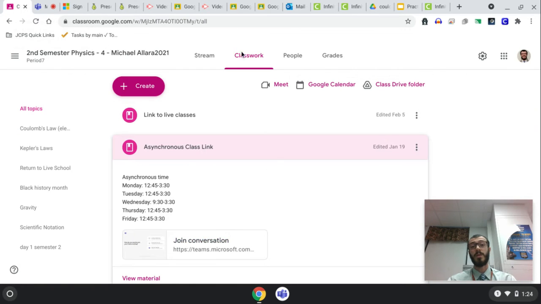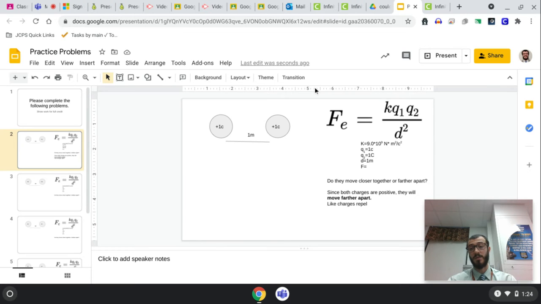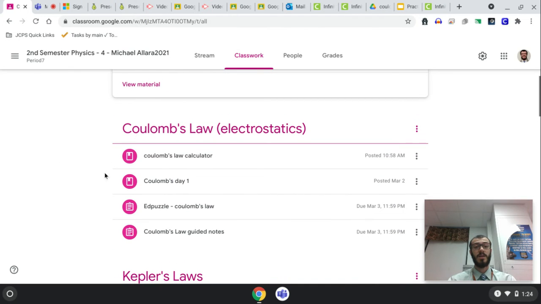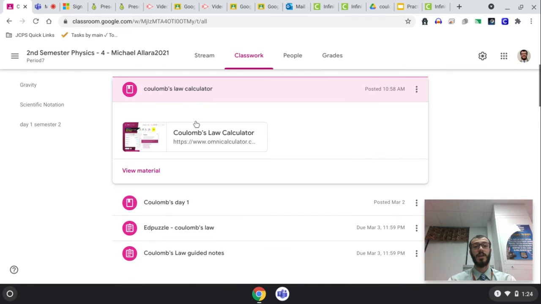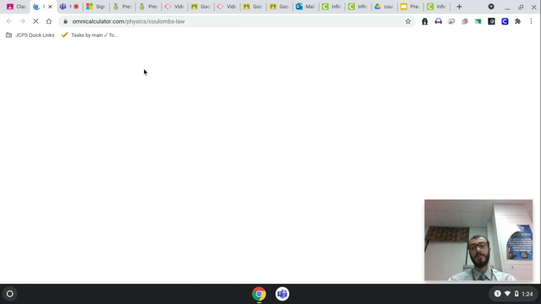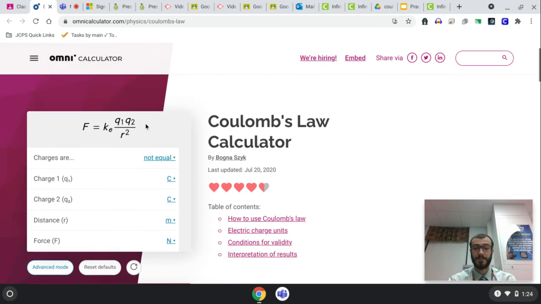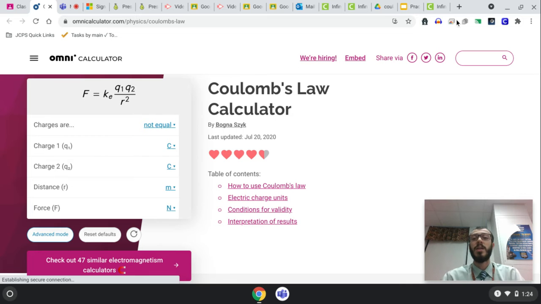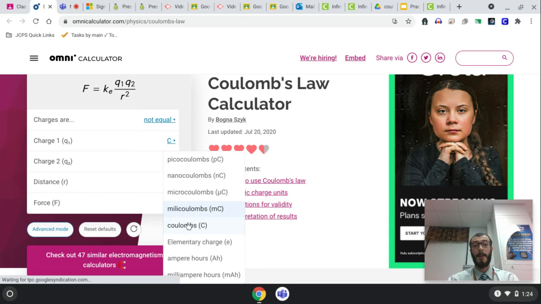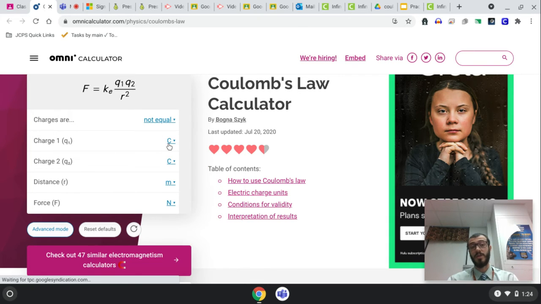Now to calculate force, we could plug everything into this formula, right? And we could do that algebraically. Or we can go to our class, go get our calculator. This is our Coulomb's law calculator. Fancy schmancy. And then we can plug in our numbers. Now, make sure here your charges are set to coulombs. If they're set to something like microcoulombs or millicoulombs, it's not going to work because that's a much smaller value than coulombs. Make sure you're set to coulombs. And then make sure your distance is set to meters and your force is set to newtons. We want to calculate this in newtons.